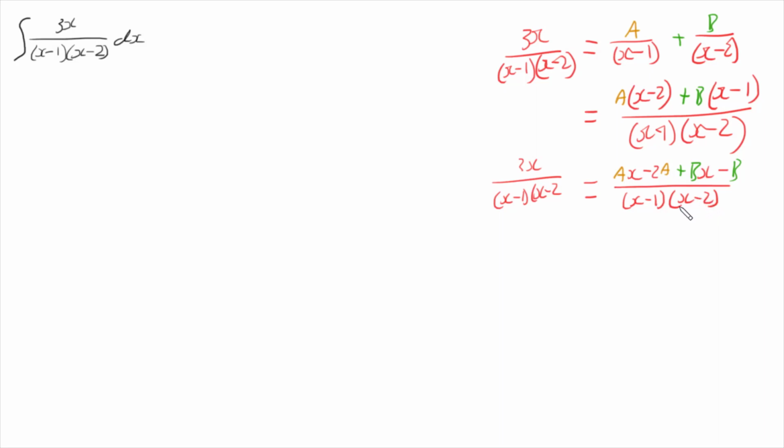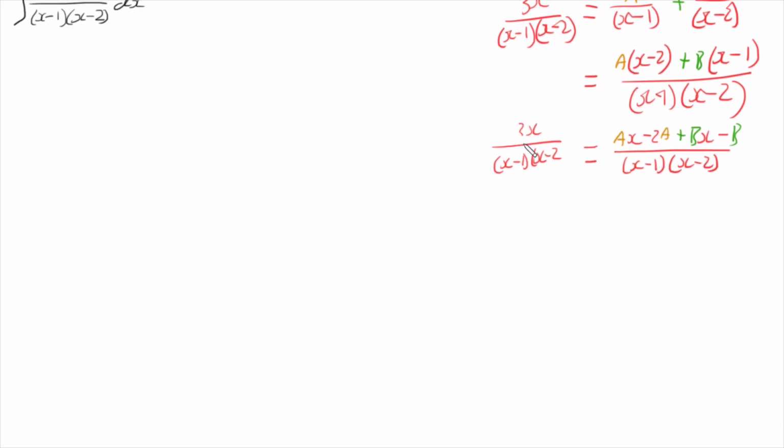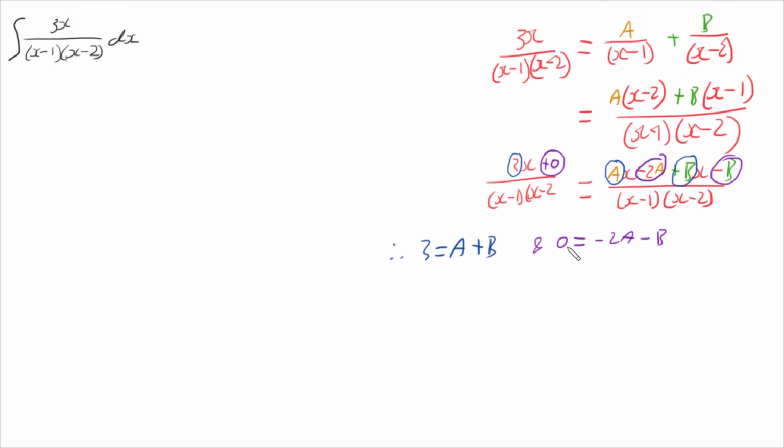So now I can focus on the numerators. I've got 3 times x, so I want to compare all the coefficients of x. So I've got a plus b times x is the same as 3x. That means 3 is a plus b. And I've got a constant of 0 on the left because I've got no constant. But over here, I've got these two constant terms, negative 2a take b. So 0 is negative 2a take b. So I've got these two simultaneous equations that I need to sort out for a and b, and that will tell me what my sum of two fractions will be.